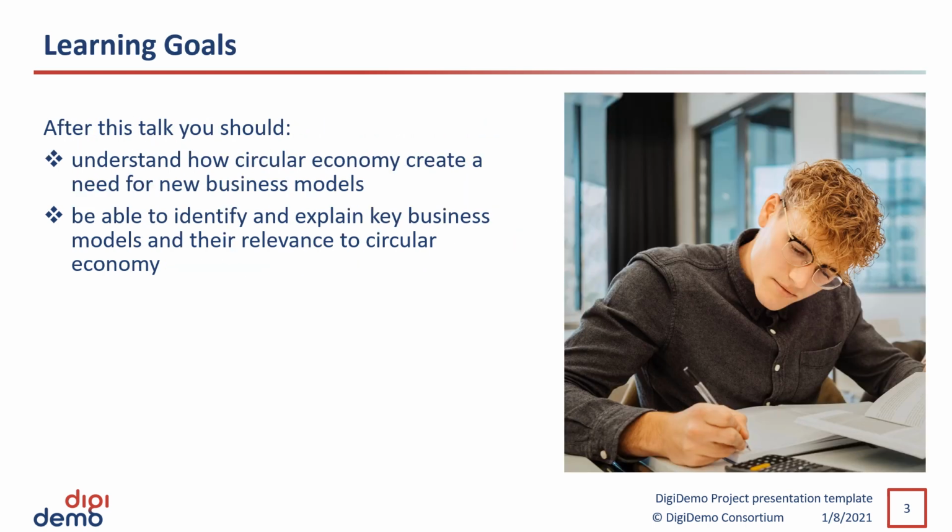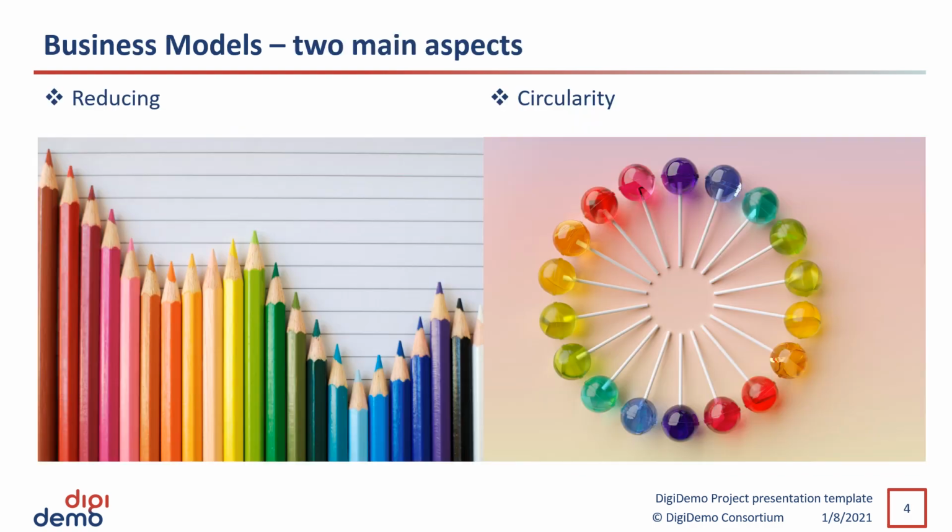After this talk, you should have a basic understanding of how circular economy creates a need for new business models in companies. Moreover, you should be able to identify and explain key business models and their relevance to circular economy. Due to the embedded complexity in the concept of circular economy, understanding the supporting business models also easily becomes complex. In this talk, we will therefore focus on two of the key aspects of circular economy, namely reducing and circularity, in order to simplify things.